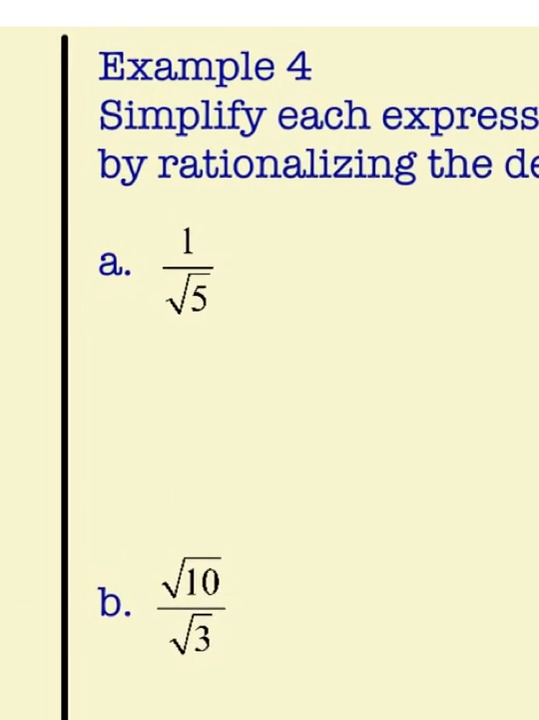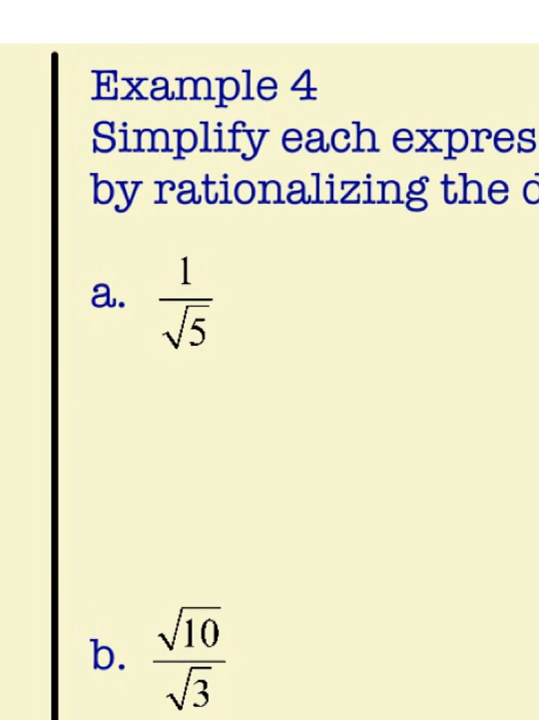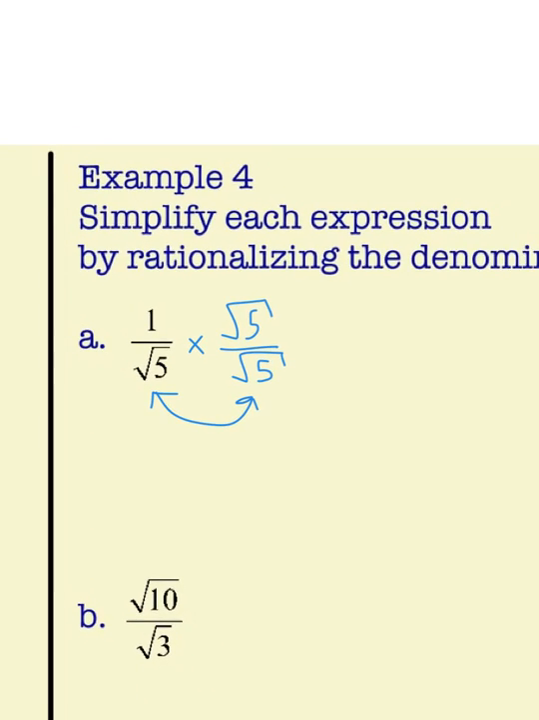We're going to rationalize the denominator. So 1 over the square root of 5, to rationalize that, we're going to multiply it by the square root of 5 over the square root of 5. Because the square root of 5 times the square root of 5, they're going to cancel each other out. So now when we multiply straight across, we have the square root of 5 over 5. Square root of 5 times square root of 5 is 5.